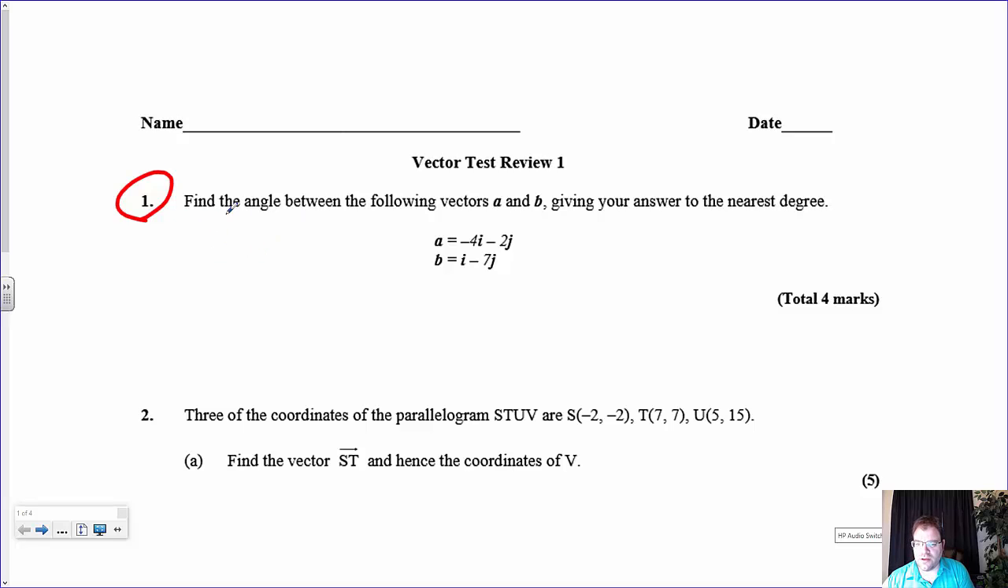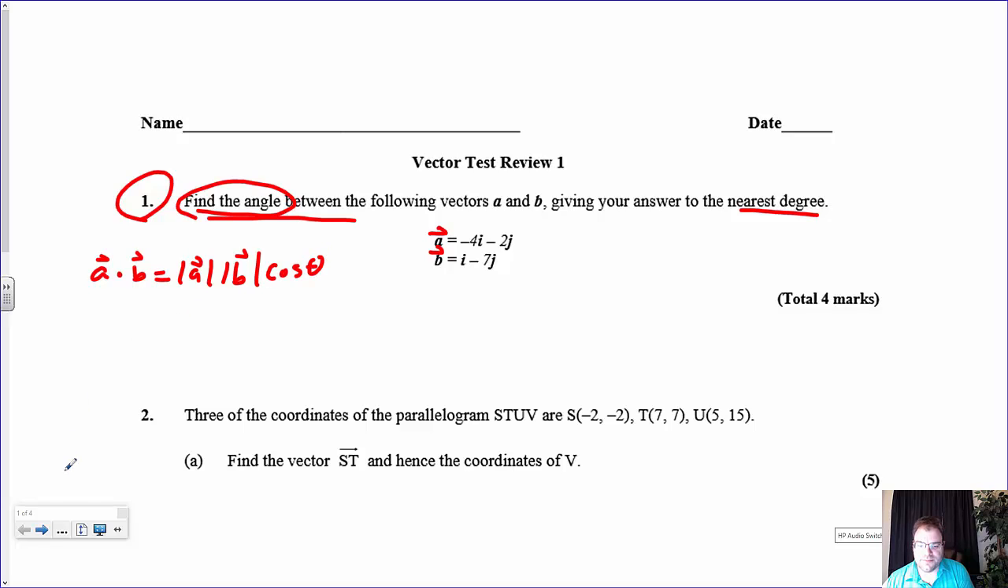Number one, find the angle between the following vectors A and B, giving your answer to the nearest degree. Here are the vectors A and B. To find an angle between two vectors, we're going to use the vector dot product. There's a formula for that: the dot product of A and B is equal to the magnitude of A times the magnitude of B times the cosine of the angle between them.